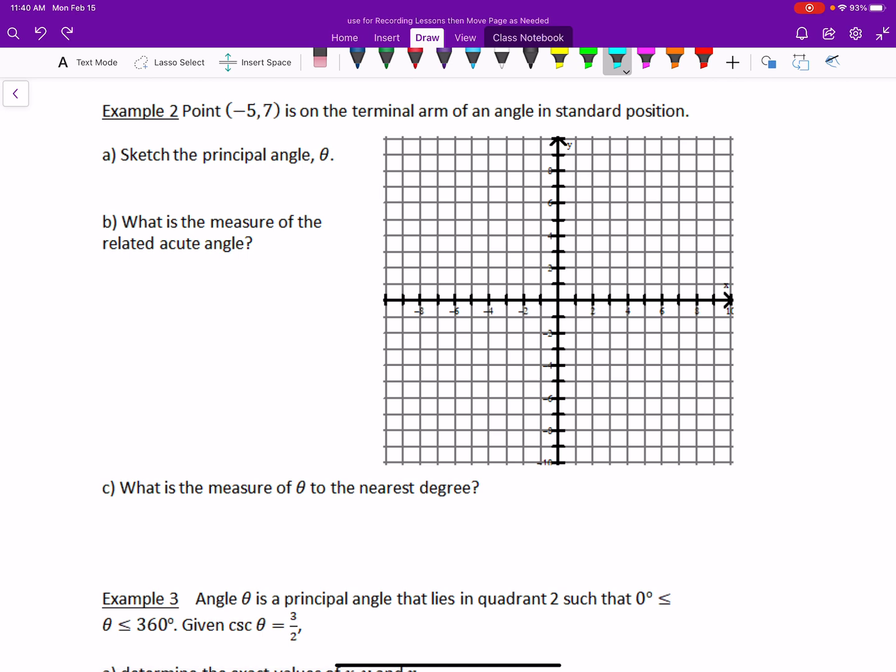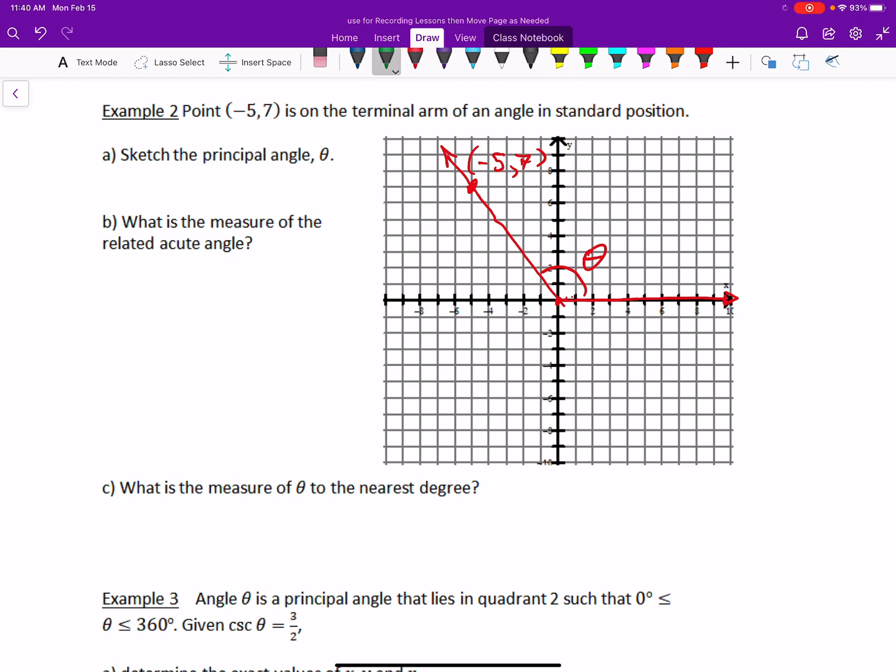A point, negative 5, 7, is on the terminal arm of an angle in standard position. So in standard position, we've got this point, negative 5, positive 7. So that's up here. And the terminal arm goes through this point. And if it's in standard position, as they all will be for what we're working on, it's starting from the positive x-axis. So the angle theta is going to be this theta here.